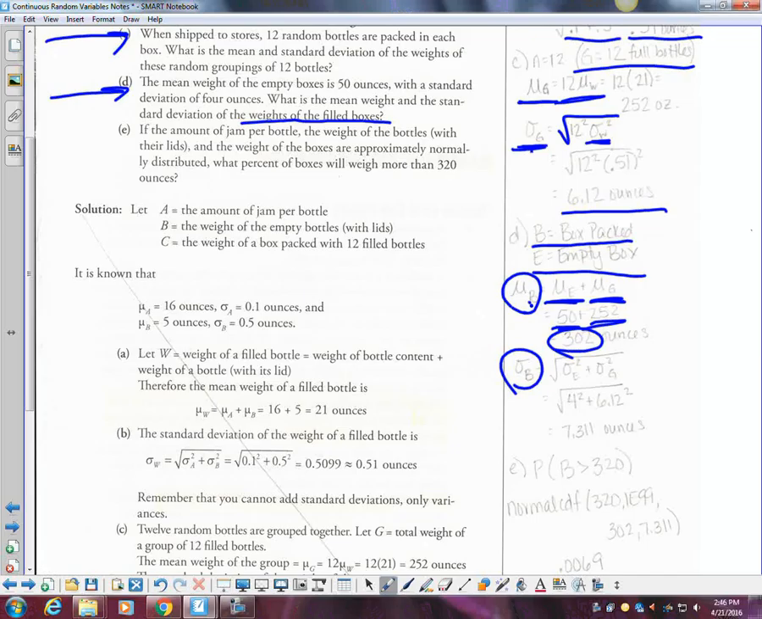To find my standard deviation. Does everybody agree I don't need to multiply anybody by 12? Because I've already done that, right? So I want the square root of the variance of an empty box plus the variance of 12 jars of jam. Throw my numbers in here, and then do a little calculator.